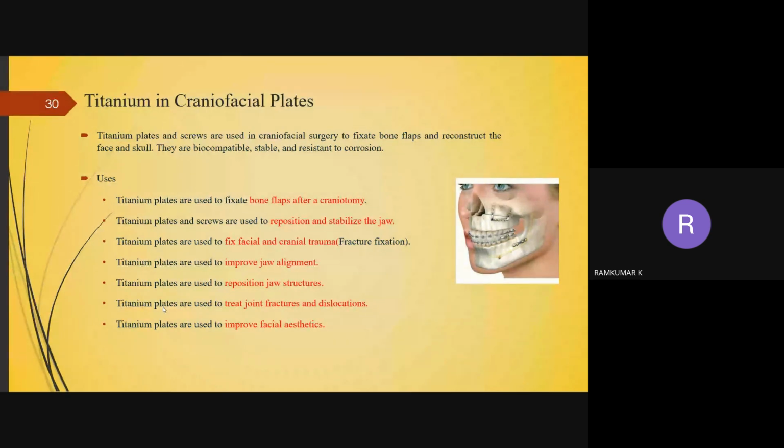Suppose a person meets with an accident and there is a fracture in the facial bone, titanium is used to fix these facial bones. After that, if you want to improve the jaw alignment, titanium is used there also. For repositioning the jaw structures, they also use titanium.